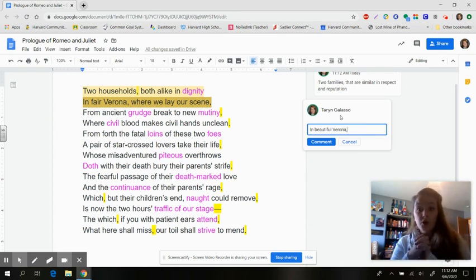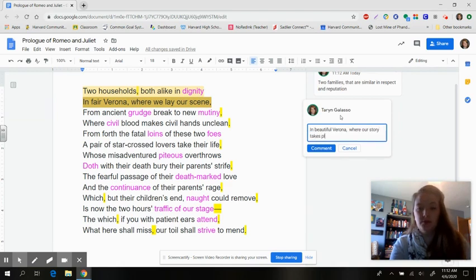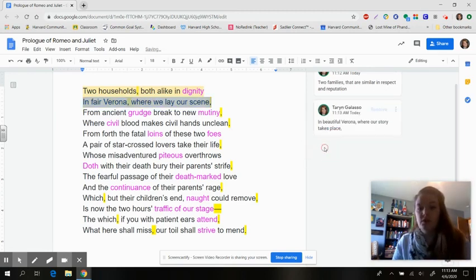which we know from our notes is where the story takes place, which is also what that next line means, where we lay our scene. So where our story takes place. When we're talking about laying a scene, it means the actors setting up a scene on stage. So you could also say something like that in your paraphrase.